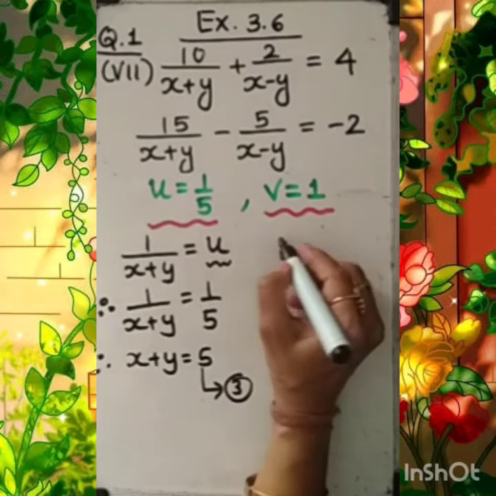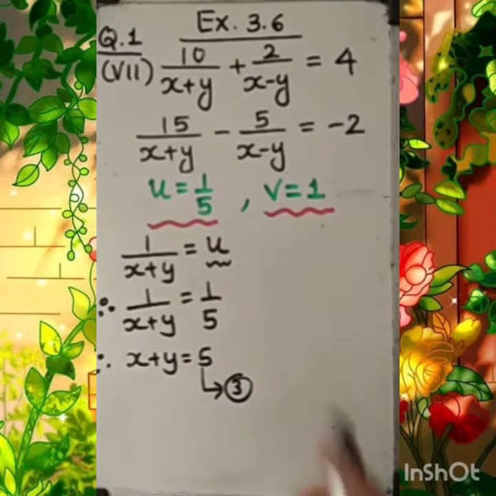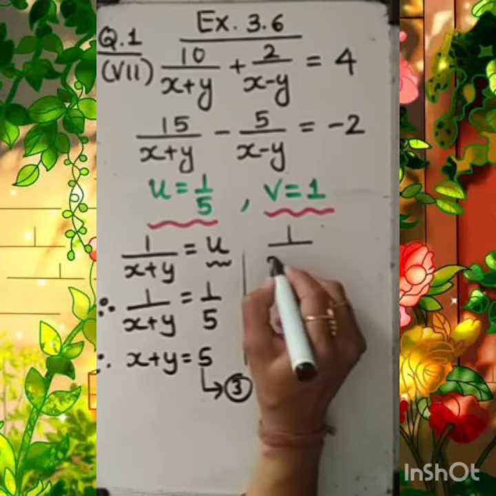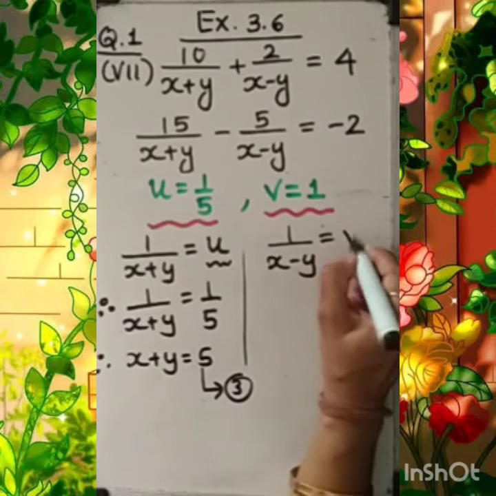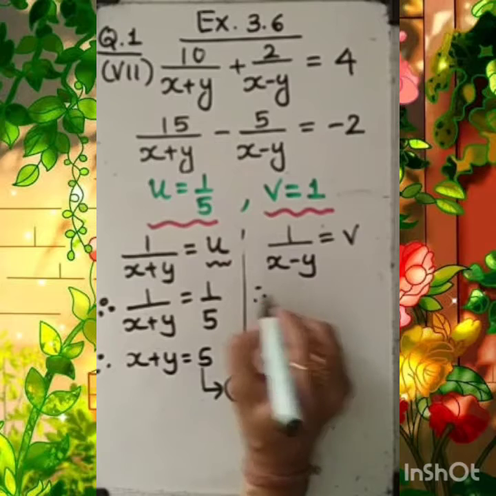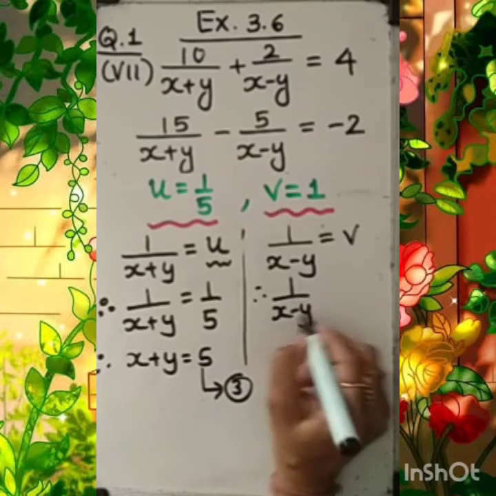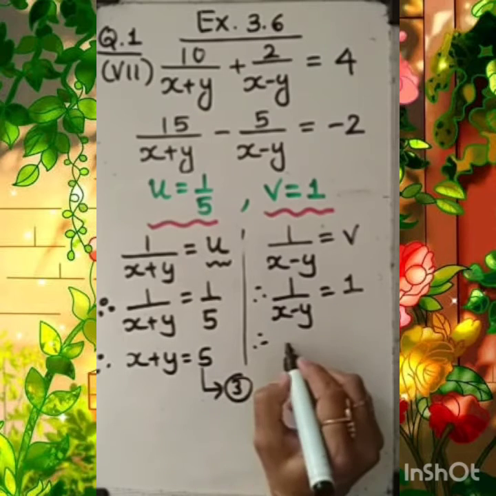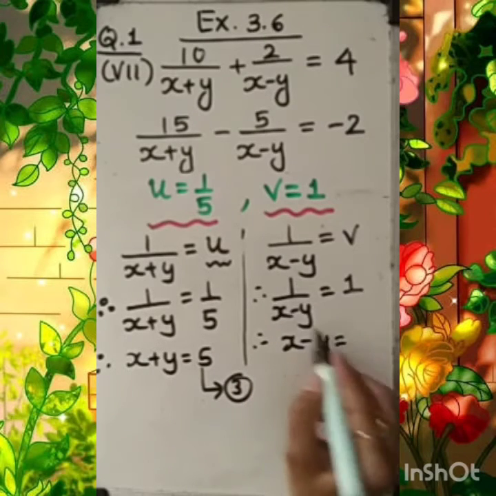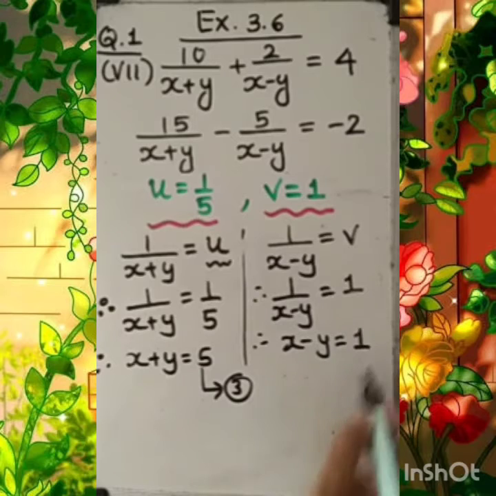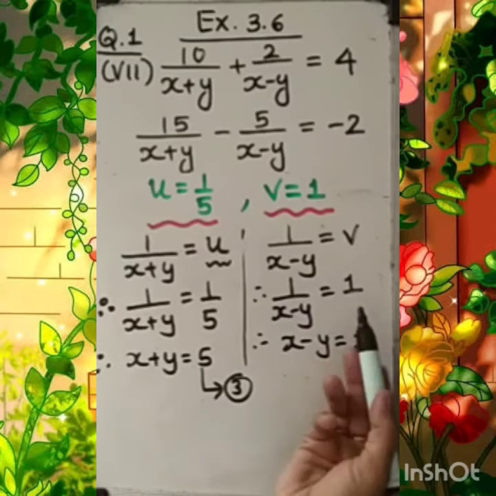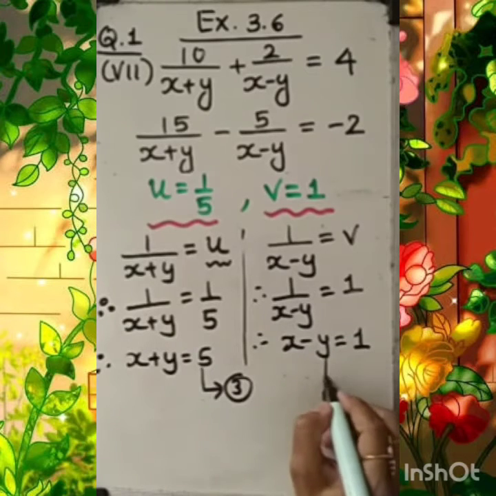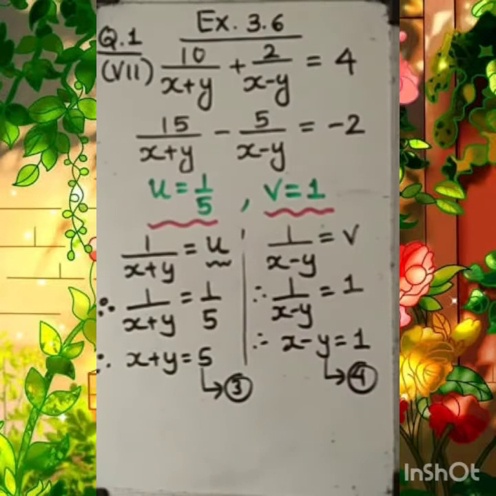Now same way here I am going to put this value. What we have assumed for v, we know 1 upon x minus y is equal to v. Therefore 1 upon x minus y equal to, here it is 1. 1 upon 1 means 1. That's why x minus y, cross multiplication, that is 1. x minus y equal to 1. Here nothing means consider 1. So this is another equation, that is equation number 4.